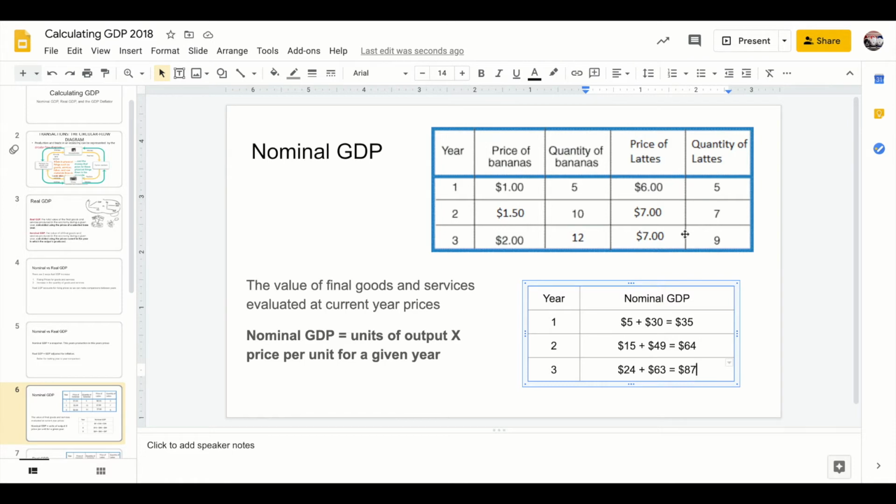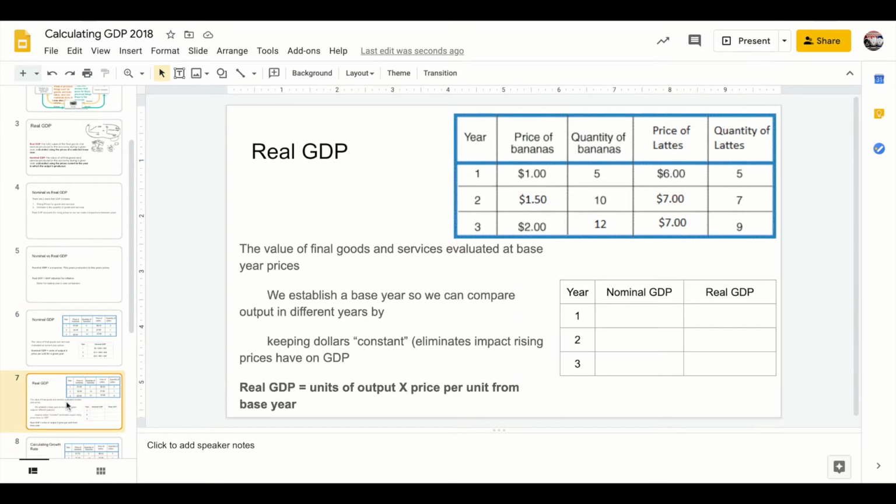Only problem is prices, if you didn't notice, prices changed each year. A latte cost $6 in year one, but by year three, it was $7. Banana cost $1 in year one. By year three, it was $2. And so just this increase in nominal GDP doesn't really tell us the true story or the whole story. It doesn't tell us how much prices changed within those years.